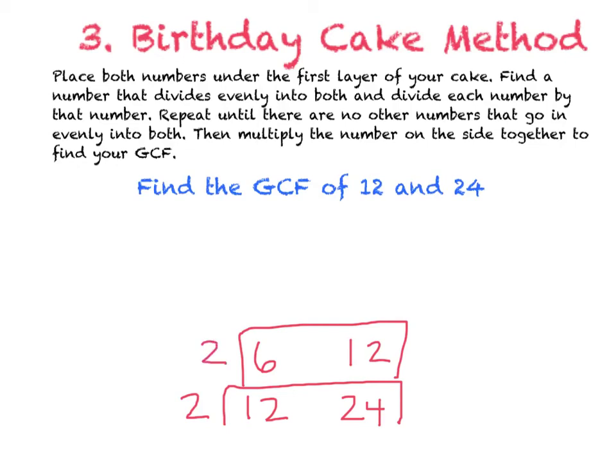So I'm going to go 2 into 6 3 times. 2 goes into 12 6 times. So I'm going to add another layer of cake. Now I'm going to look at 3 and 6.